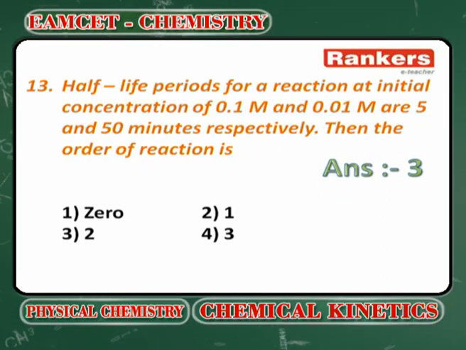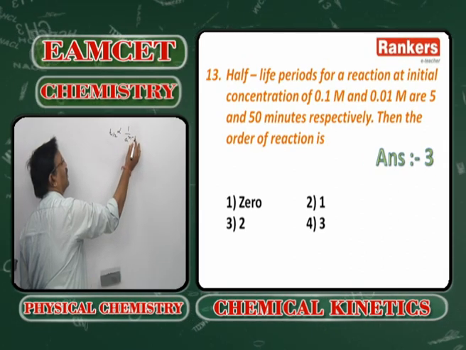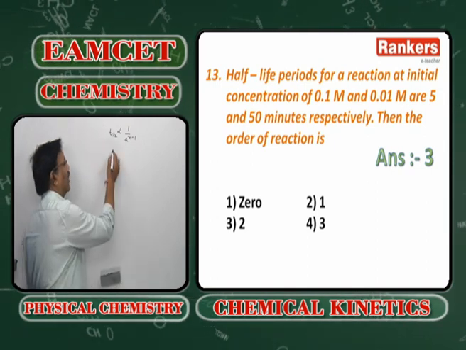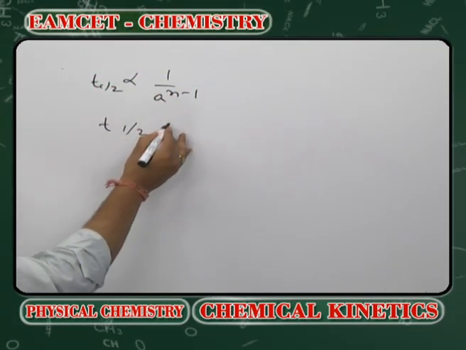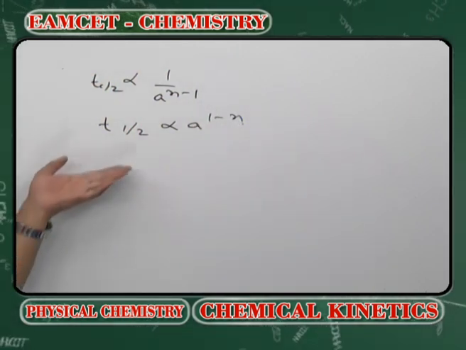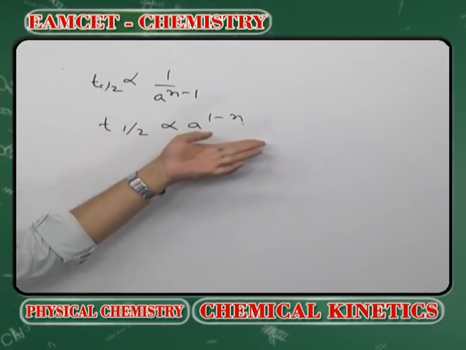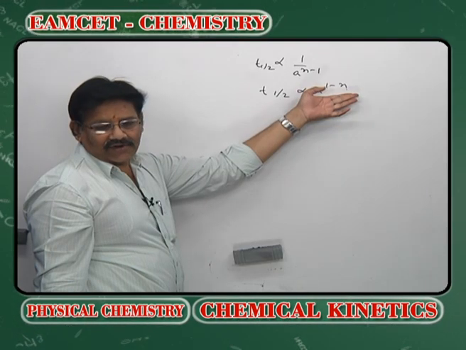Next question. Half-life periods for reactions of initial concentration. What is the theory here? Half-life period is inversely proportional to a to the power of n minus 1, or half-life period is proportional to a to the power of 1 minus n. Here t half stands for half-life period, a stands for initial concentration, n stands for order of the reaction.